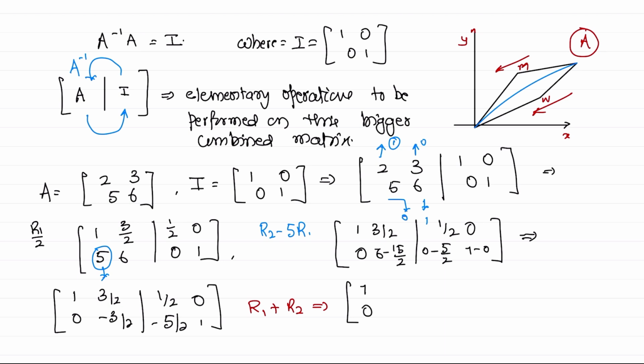And here 3 by 2 minus 3 by 2 will be 0, here it will be minus 3 by 2, and in this it will be half minus 4 by 2, which is minus 2, and 1, because 0 plus 1 will be 1, and because we are operating with R2, R2 will not change.